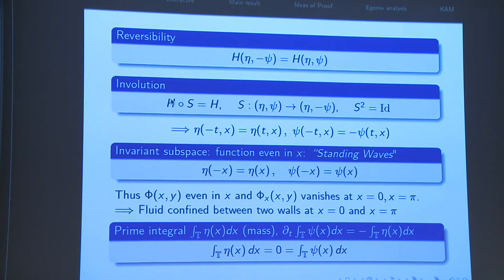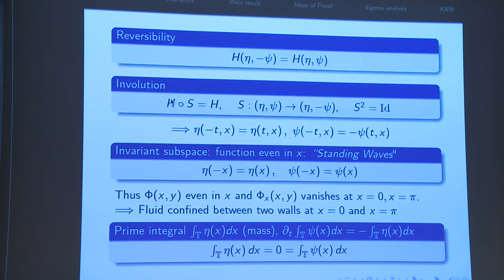Okay, so in fact this system is a Hamiltonian system, but it also has other symmetries. One is that it is a reversible system. From the point of view of the Hamiltonian, it simply means that the Hamiltonian is even in the potential psi. This is a symmetry, extremely simple, but quite important, as we have also seen yesterday. And so the Hamiltonian H is left invariant by the action of this symmetry, which is this involution S, whose square simply changes the sign of psi.